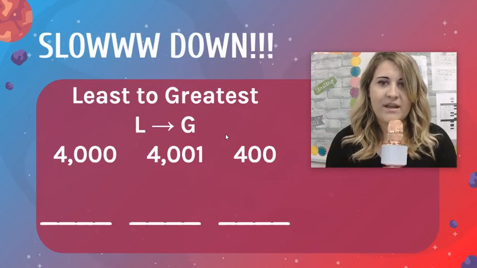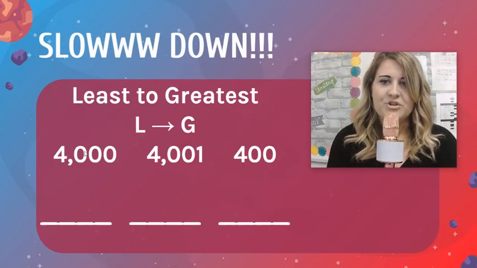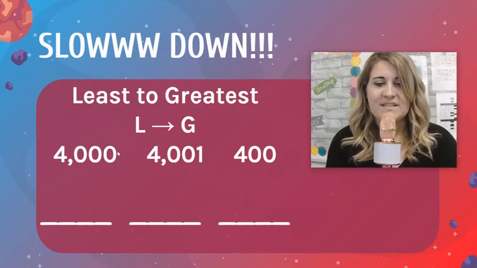The least one in this order of numbers is 400 because it is a 3-digit number. So we're going to have 400 first. Then we have these two numbers, 4,000 and 4,001. We're trying to figure out the next smallest number. So I've got a 4 and a 4. Those are the same. A 0 and a 0. Those are the same. A 0 and a 0 again. Those are the same. A 0 and a 1. Finally, a difference. So the 0 is smaller, so that's what's going to come next, 4,000, and then the 1 is the biggest. So 4,001 is going to be our greatest number there.